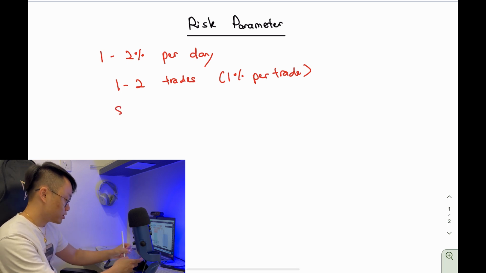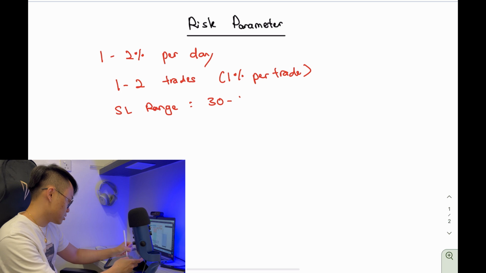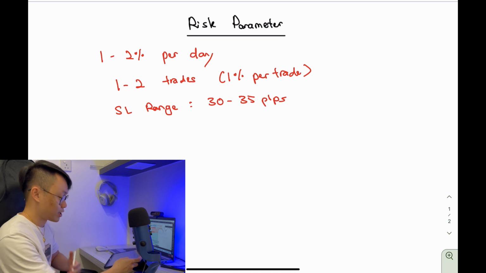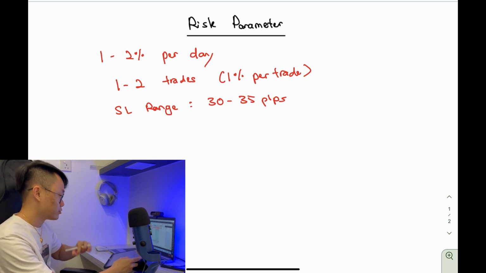And also, what is the stop loss range that is planned out, right? Let's say if we are trading gold, my stop loss is just around 30 to 35 pips. You don't have to follow my risk parameters, you can have your own risk parameters. So make sure you check out your trading plan.